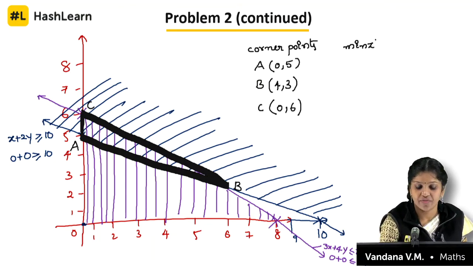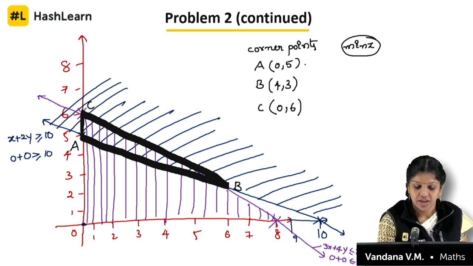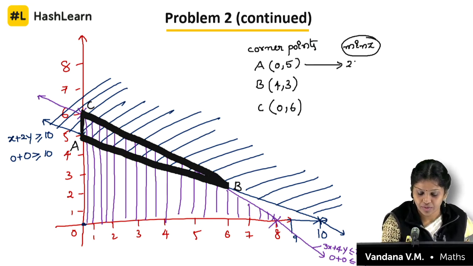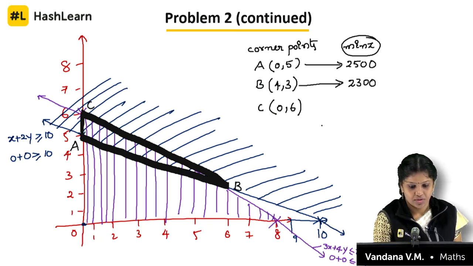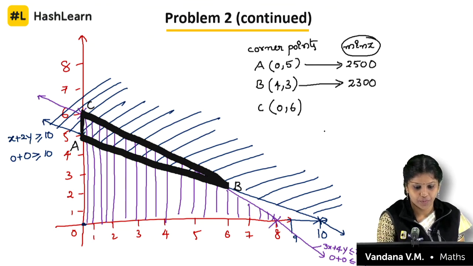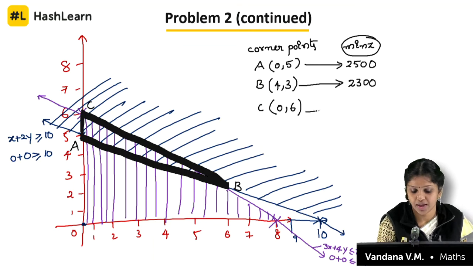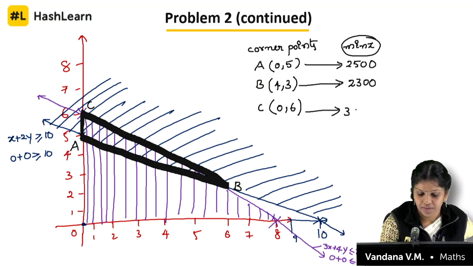Now, if I substitute these points in the given equation z, I will get 2500. If I substitute this, 2000. Radhika, please check. No. Radhika, you gave the wrong answer. Next, 3000.